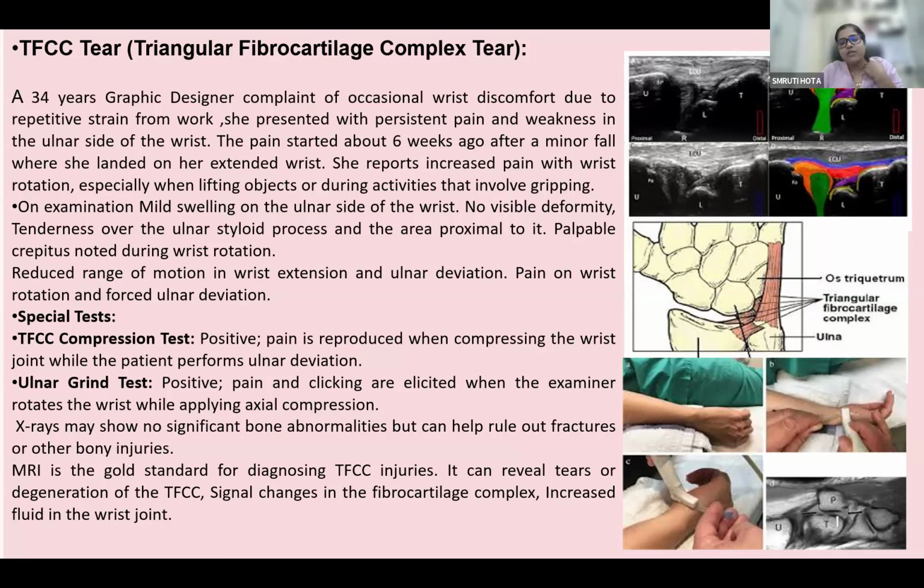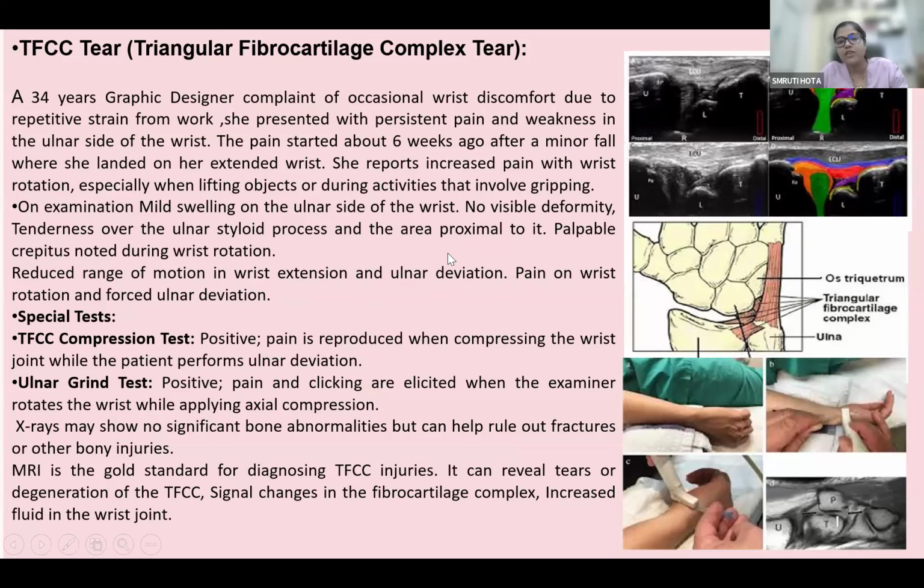Usually some patients complain that the ulnar side of the wrist is painful. And TFCC injury is most of the time undiagnosed, and most of the time it mimics wrist arthritis. People misdiagnose it as wrist arthritis, but actually the scene is something different. Even on rotation of the wrist, you find crepitus also, and there is reduced range of motion in wrist extension and ulnar deviation.